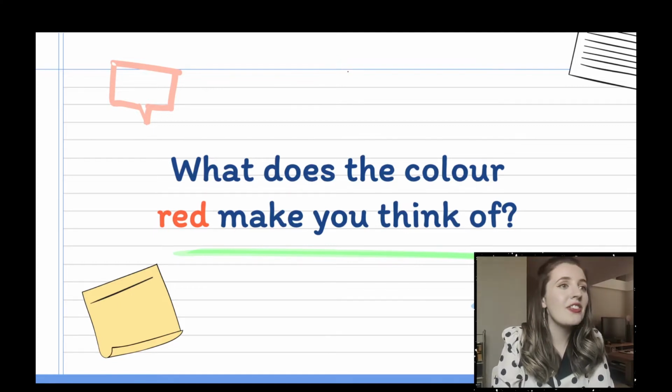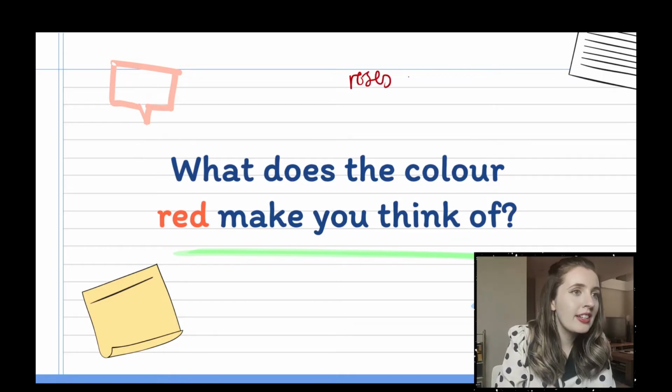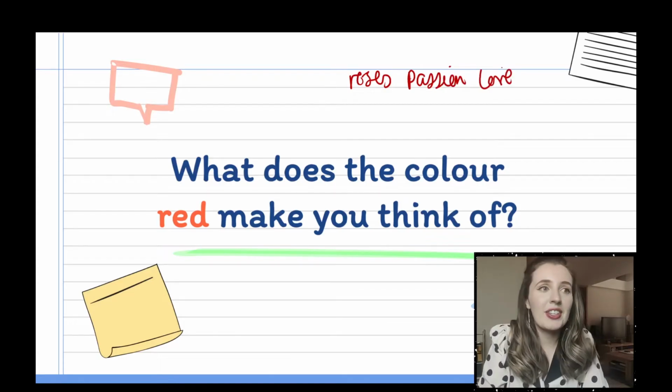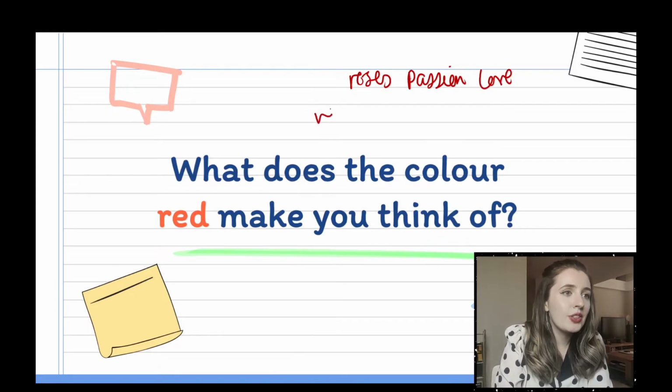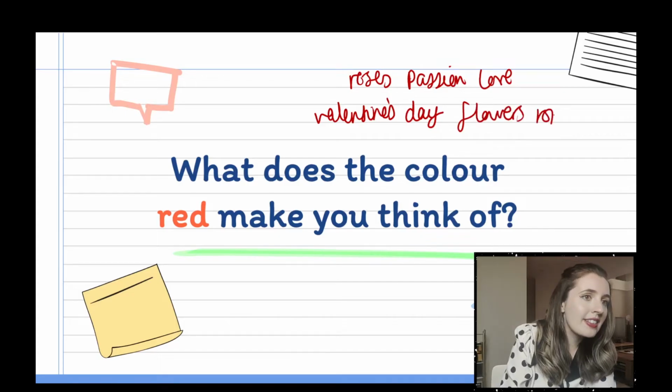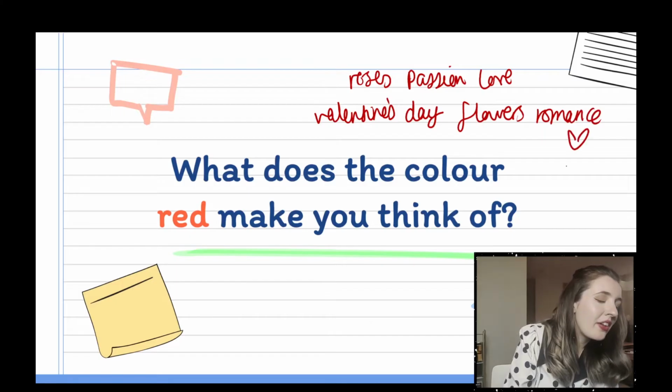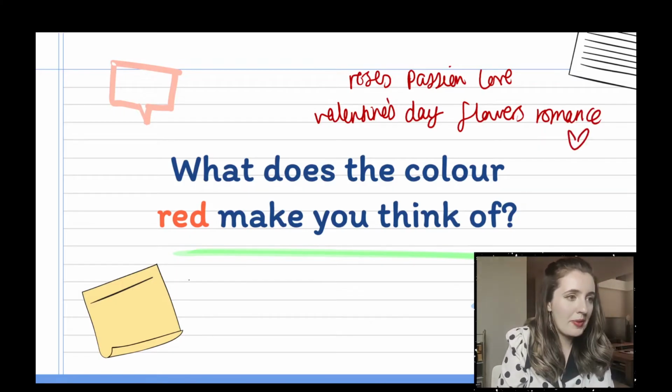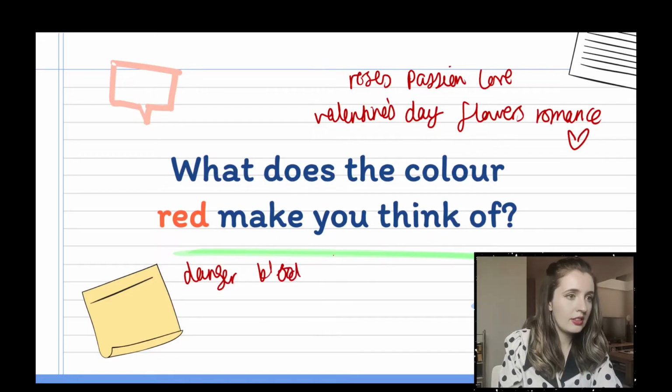Okay, let's have a think then. So the first things that I said were roses, passion, and love. Let me try to guess some of the things that you might have said. So you also could have said Valentine's Day, flowers, romance, for the more romantic of you out there. Maybe some people that love a little bit of murder mysteries and crime novels, you might have gone danger, blood, stop signs, murder.